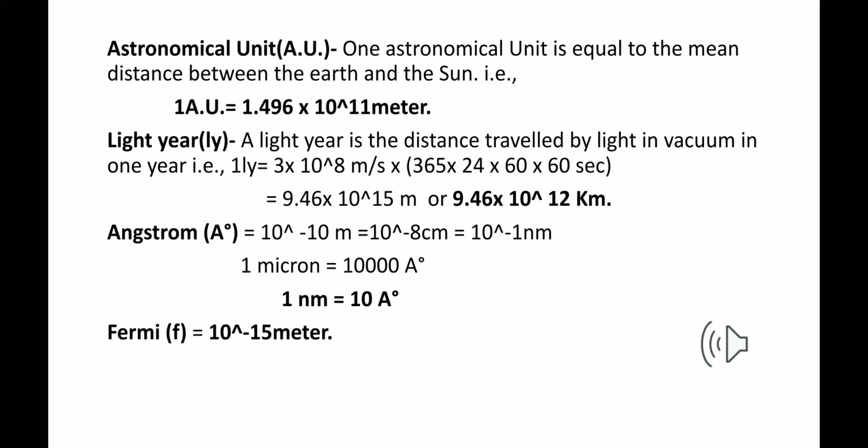Then we have another unit, the angstrom. An angstrom is the 10 to the power minus 10th part of a meter. So 1 angstrom is 10^-10 meter. And there is one more unit, the Fermi, which is 10^-15 meters. So these are some units with consideration to length, which we have studied, and we also have to learn them because we may be asked to convert from one unit to another.